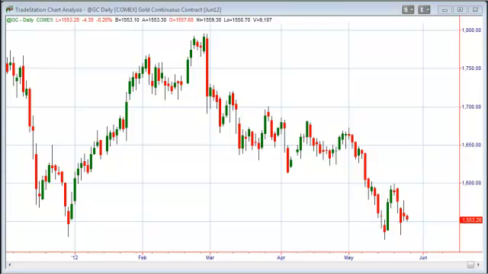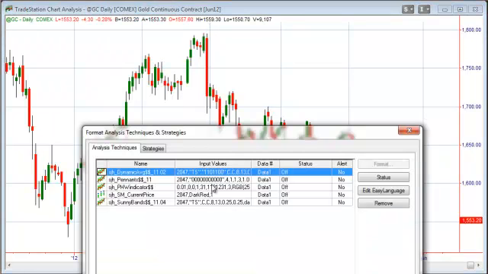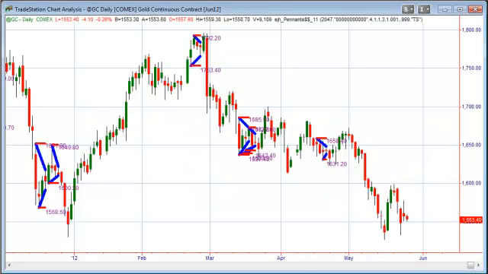So I have each of these indicators already set up on the chart and just status off. So I'm going to status them on one at a time. And the first one we'll look at is the Pennants indicator. So we status that on. And there we have Pennants on the chart.